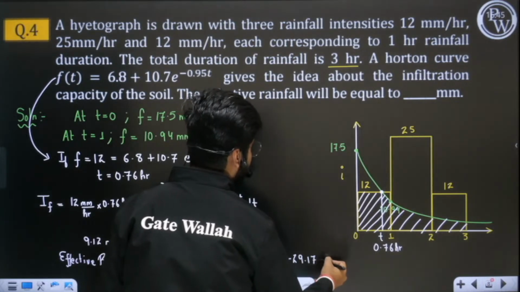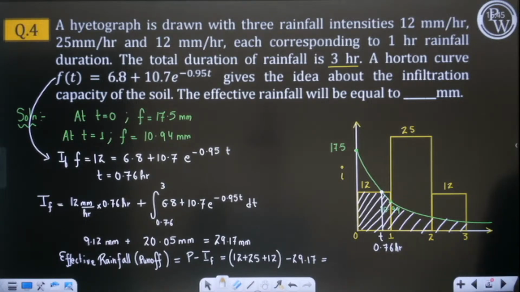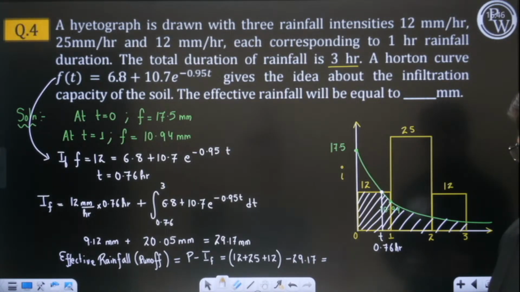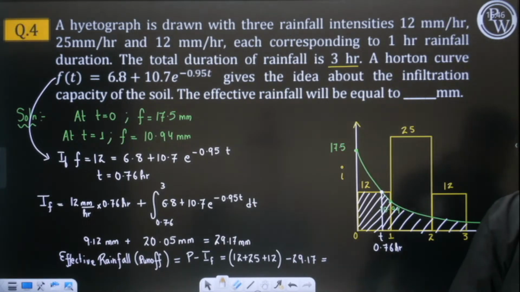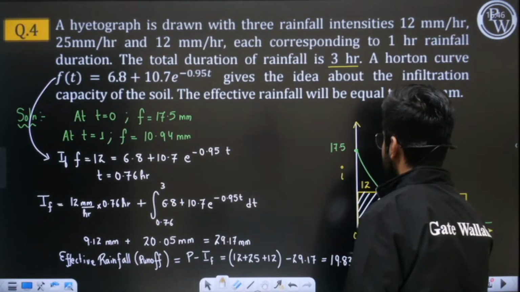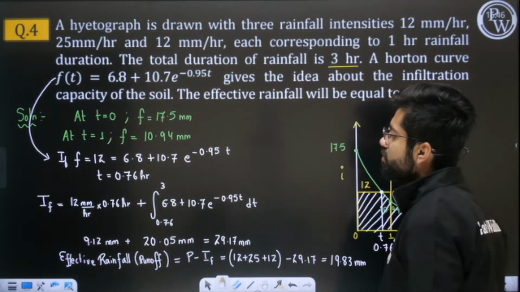And this is your total infiltration. So how much runoff are we getting? Kindly comment. I am seeing your comments. So how much rainfall are we getting here? Yes, subtract it. 49 minus, yes, 19.83. Yes, perfect. 19.83 mm. So I hope this is clear to you. So this is your question number 4.